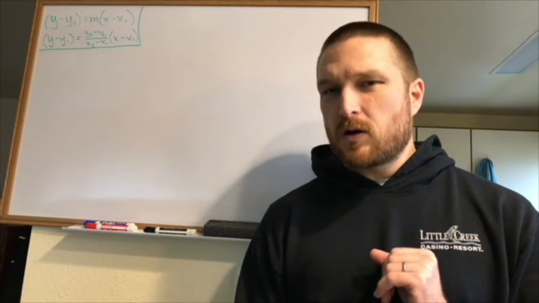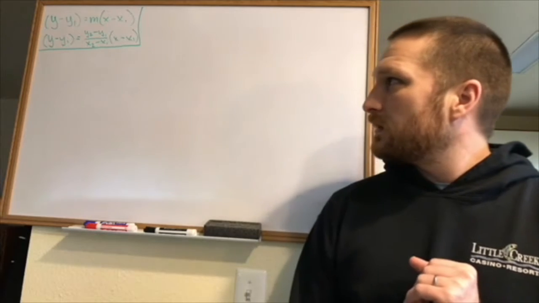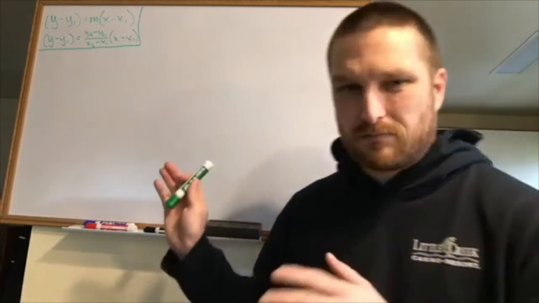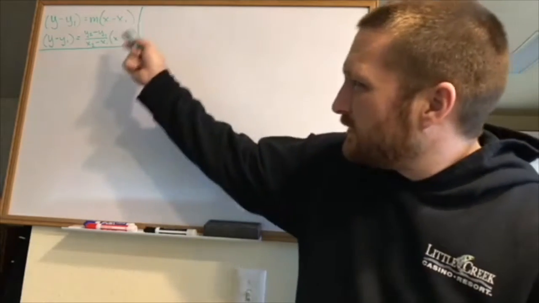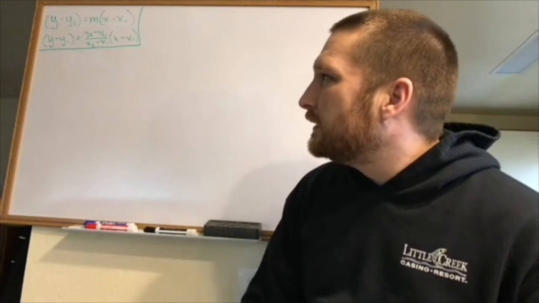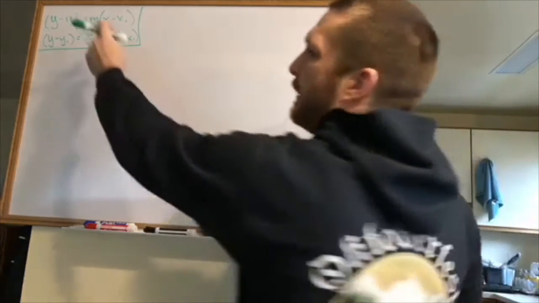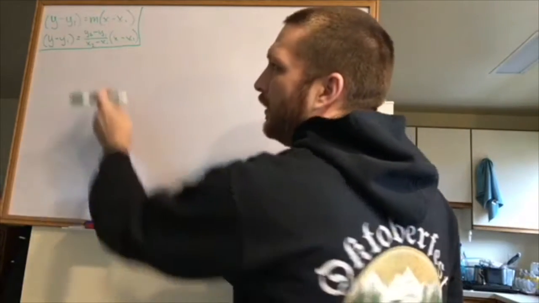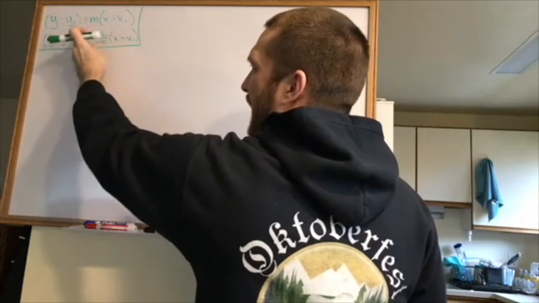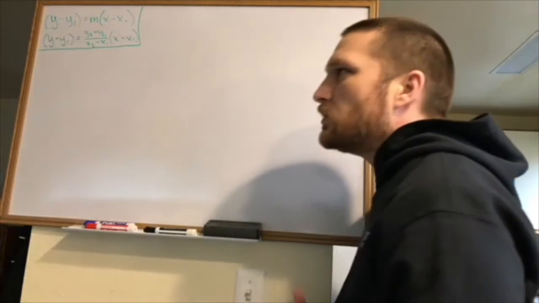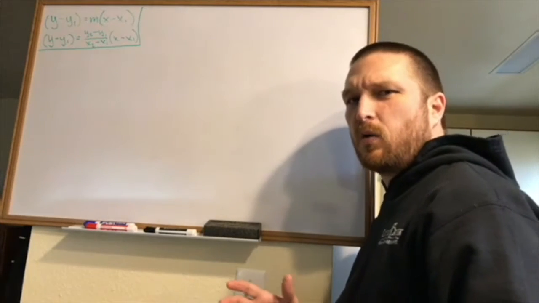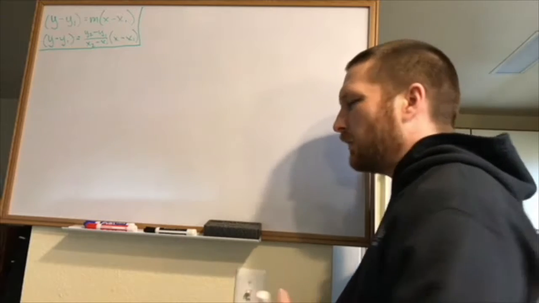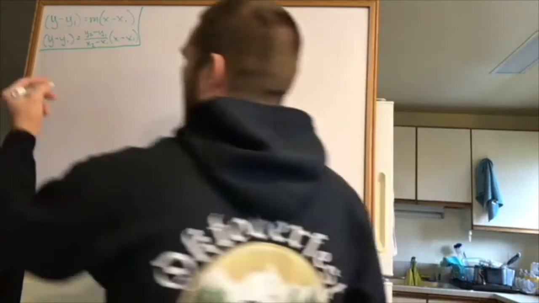But first, I want to have you notice that these are really the same equation. If m is the slope, well, that's exactly what that thing is, if you don't know the slope, but you know 2 points. What do I mean by that? Let's just take a look real quick.